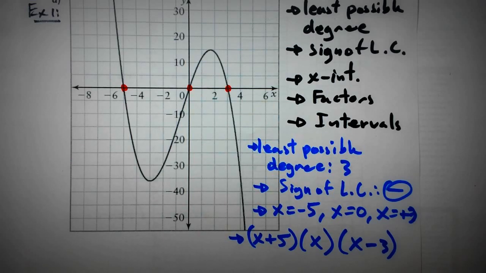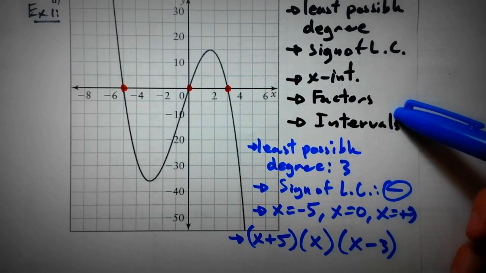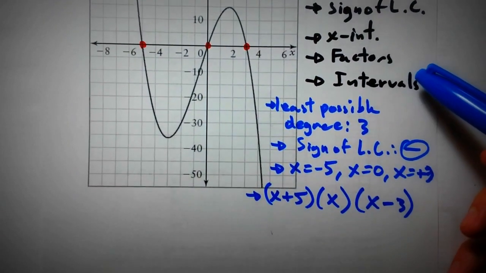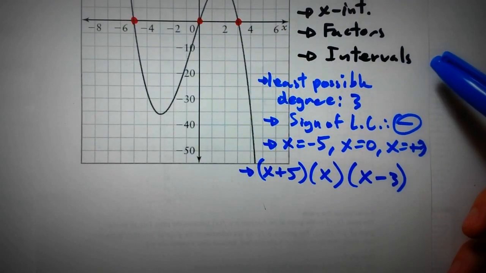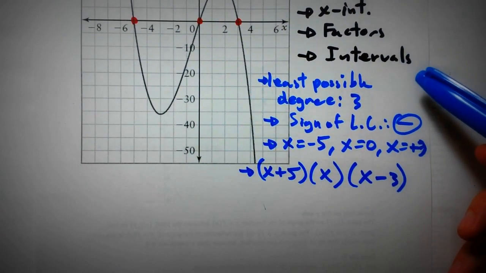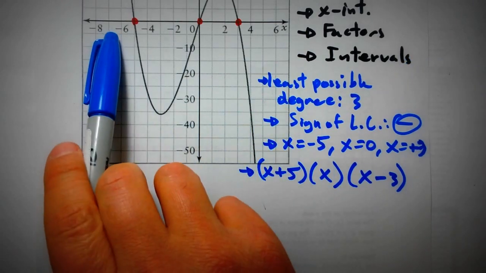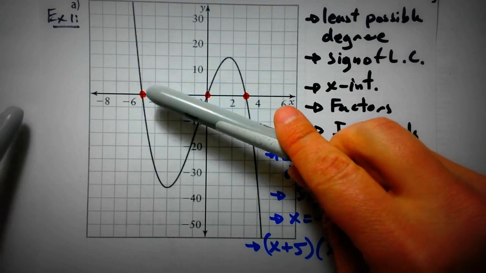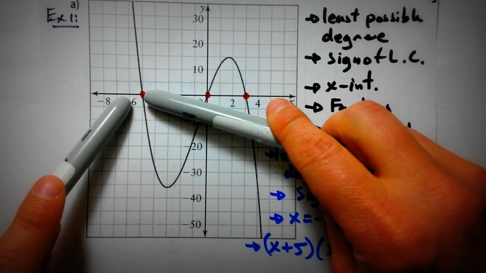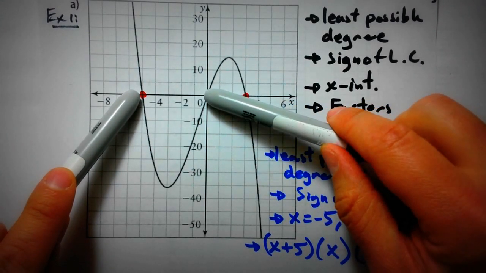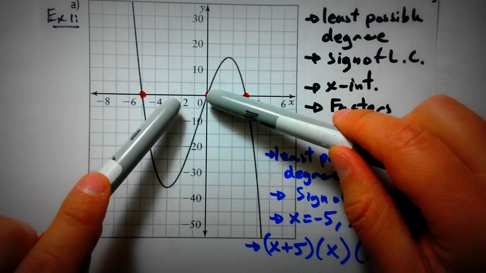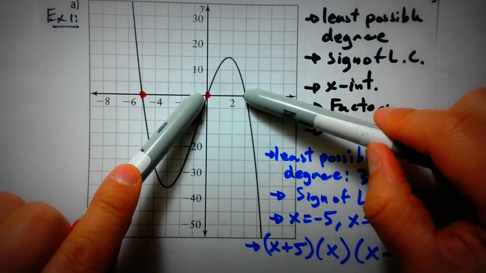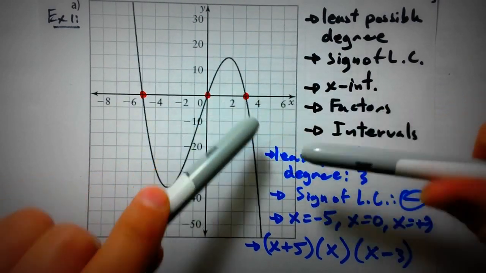Okay, and the next question says find the intervals. In order to find the intervals, let me move this up a little more so we can have some space. Basically what we're looking at is how the function behaves between these intervals. So in this case, between -infinity and -5, and then between -5 and 0, how the function behaves between 0 and 3, and then also 3 to +infinity.